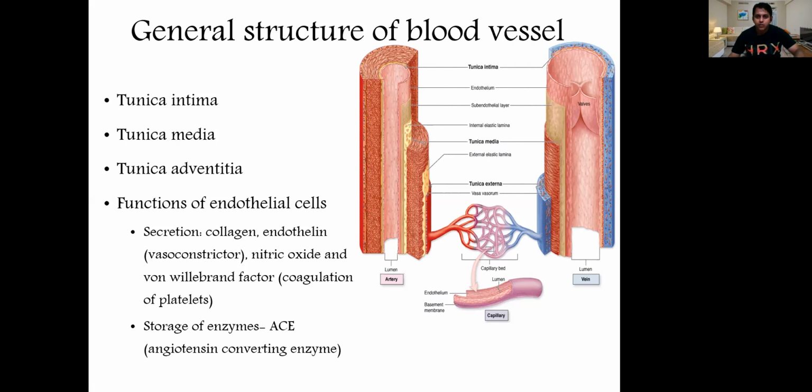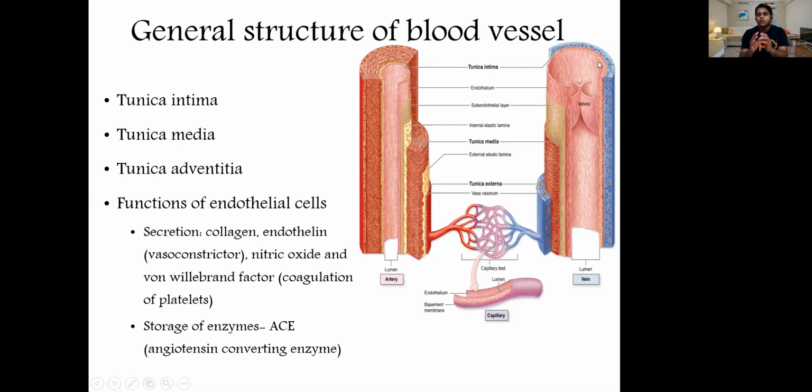If you compare both, this is the artery and this is a vein. If you compare here, you can see the lumen size of the artery and the lumen size of the vein, which is larger. And you can see the wall thickness. The wall thickness of the artery is thick as compared to the wall thickness of the vein, which is thin. If you see the tunica adventitia, it is thin in the artery and it's thicker in the veins, while the tunica media is thicker in the artery and it is thin in the veins.